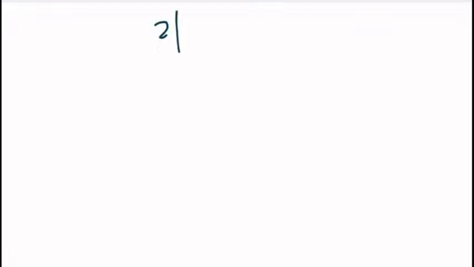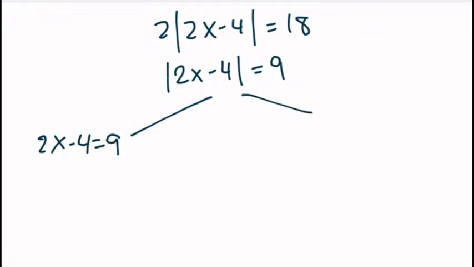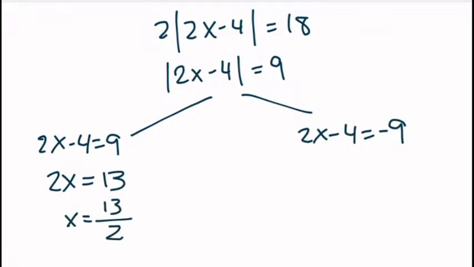Let's do 2 times 2x minus 4, absolute value equals 18. Divide by 2, and then split it up. This will get us to 13 over 2. And this gets us to negative 5 over 2.